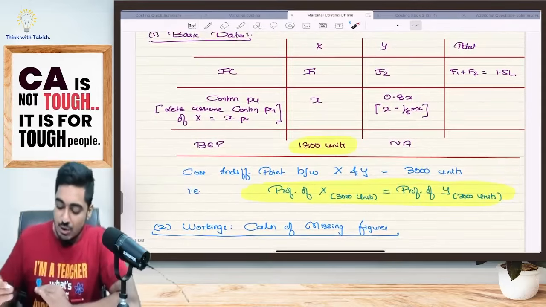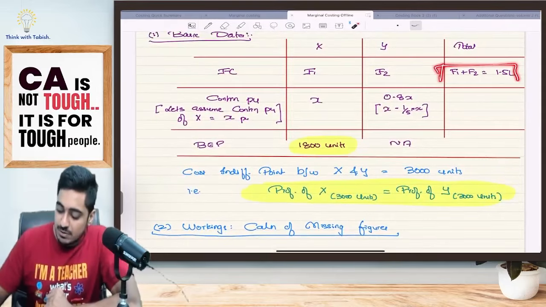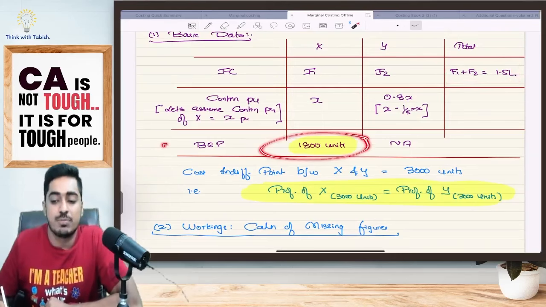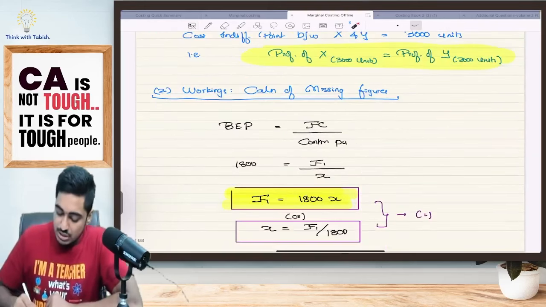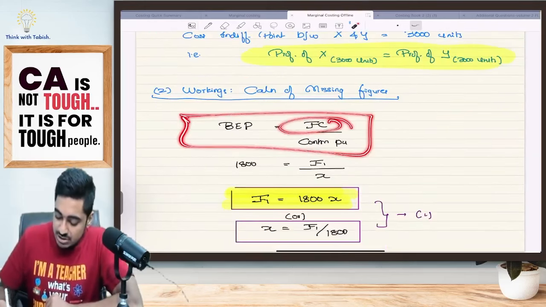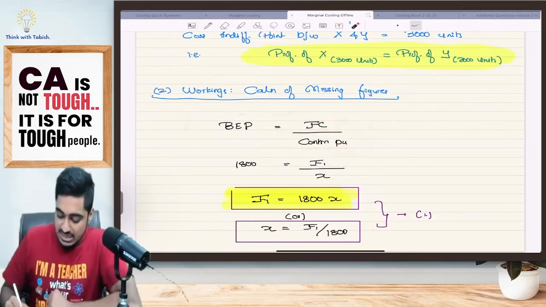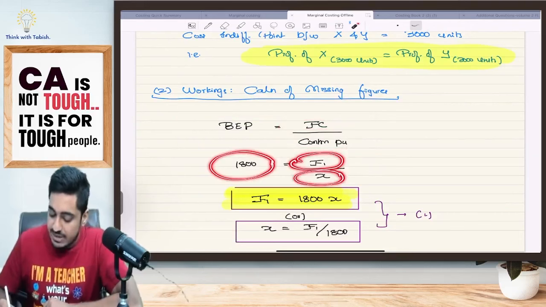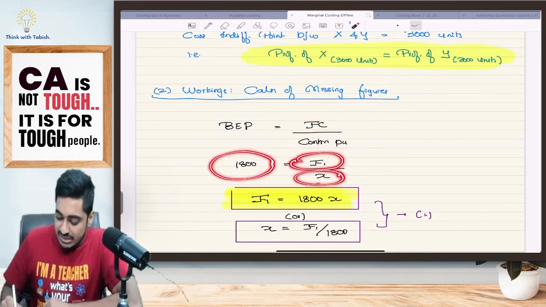Now based on this, we are going to slowly take things further. Pay attention. How will I go further? Firstly, I know F1 plus F2 is 1,50,000. I know break-even point. What is the formula of break-even point, students? It is fixed cost divided by contribution per unit. For X, break-even is 1800 units, which is fixed cost F1 divided by X. So I will take this to the other side.